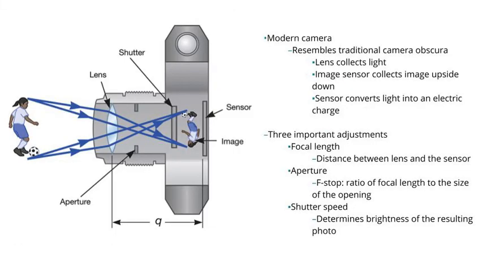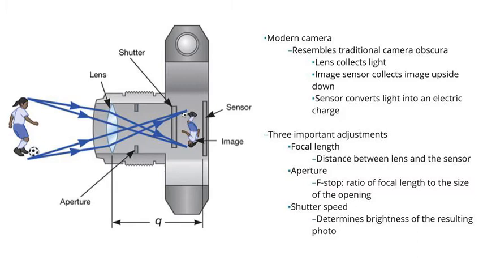Now let's look at a modern camera and the parts of it and how it works, basically. It resembles a traditional camera obscura, but it's a little bit more advanced, obviously. The lens collects light, and the image sensor collects the image that is upside down. And then that sensor converts the light into an electric charge. And that's how the image is recorded. And then it's just flipped to be not upside down when it's presented to anyone, basically.